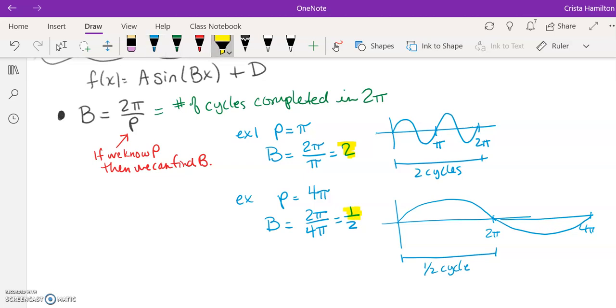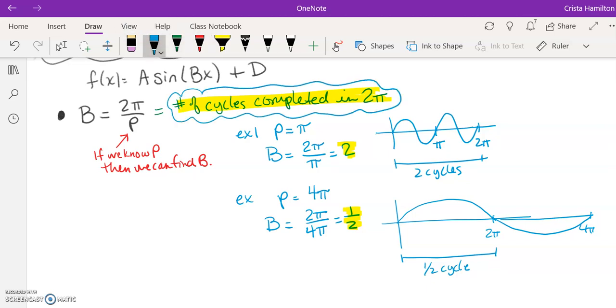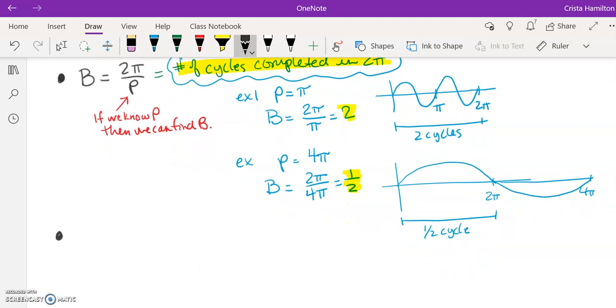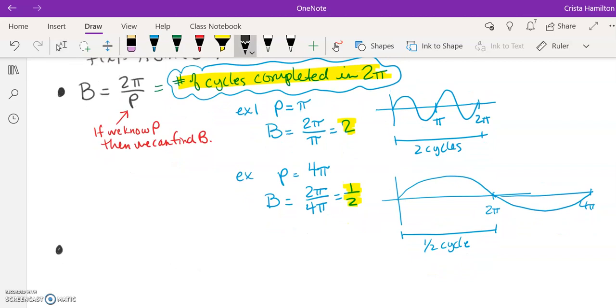So that gives us one important meaning for our b, that it's the number of cycles completed in 2 pi. So if you just take a graph and you have 0 to 2 pi marked and you count what portion of a cycle is completed in 2 pi, that will give us our b. All right, the next fact that we want to talk about with this b is that the reciprocal of b is going to be your horizontal scale factor.